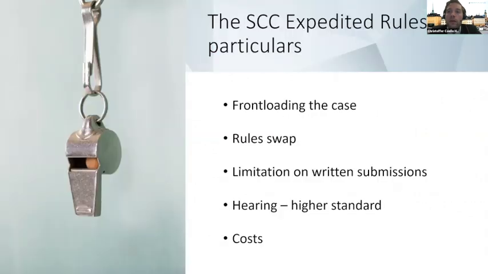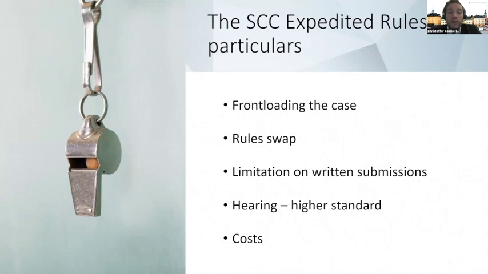So I think I will go through this last slide of the presentation, and then we can have a discussion on further questions. Because, as I promised in the beginning, I wanted to talk a bit about the SCC expedited rules as well, as most of the presentation so far has been focused on the SCC arbitration rules.